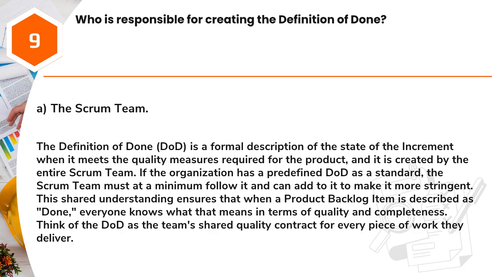Answer: A. The Scrum team. The definition of done, DoD, is a formal description of the state of the increment when it meets the quality measures required for the product, and it is created by the entire Scrum team. If the organization has a predefined DoD as a standard, the Scrum team must at a minimum follow it and can add to it to make it more stringent.